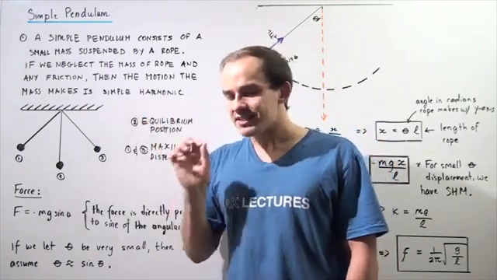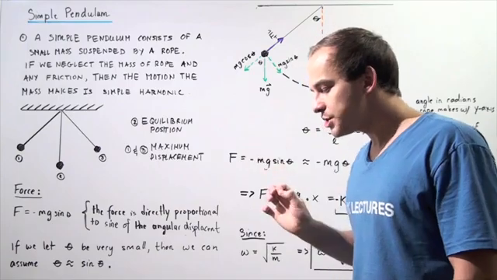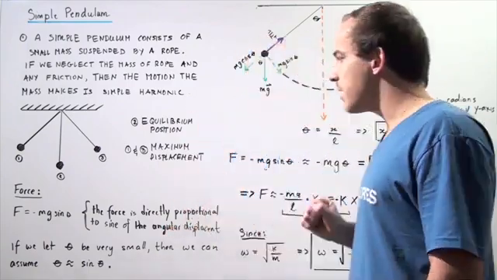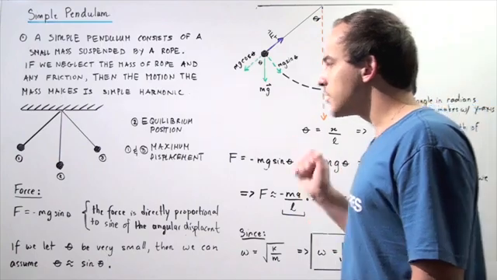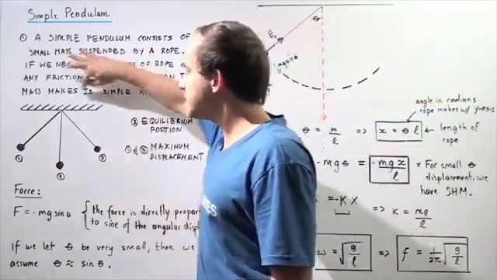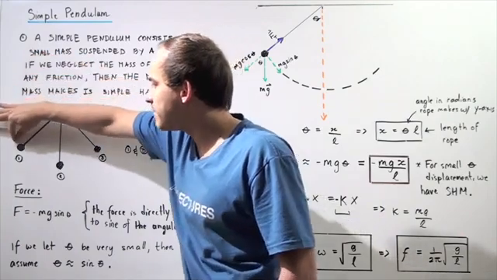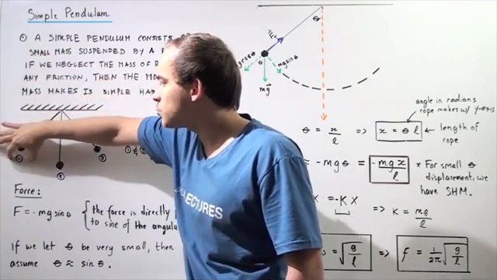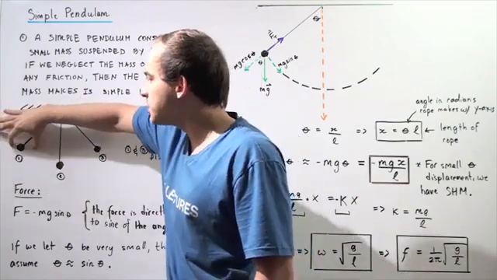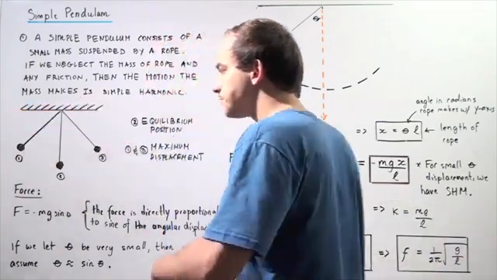Now, actually, that's not exactly true, because we also have to make a third assumption, which we'll talk about in just a moment. First, let's look at our simple pendulum diagram. So we have the ceiling, we have the rope, and we have our mass. Let's suppose we begin at position 1, so we move our mass to position 1 and we let go.